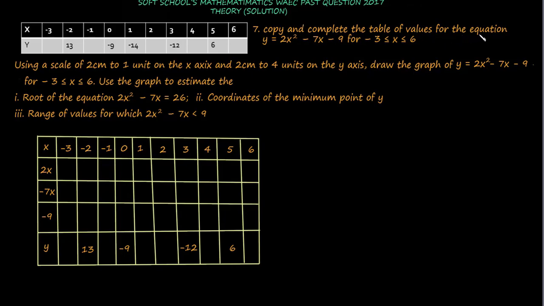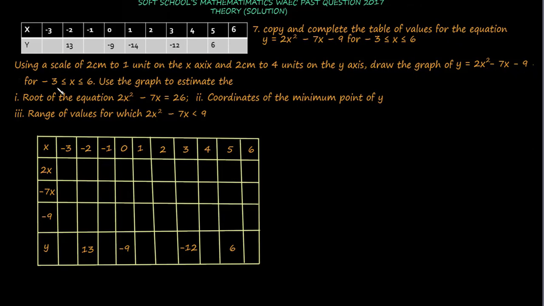Copy and complete the table for the equation y is equal to 2x squared minus 7x minus 9, for x greater than or equal to minus 3 and x less than or equal to 6. Now, we are asked to use a scale of 2 centimeters for 1 unit on the x-axis and 2 centimeters for 4 units on the y-axis. Draw the graph of y is equal to 2x squared minus 7x minus 9.